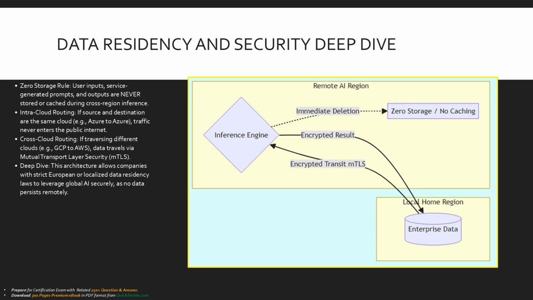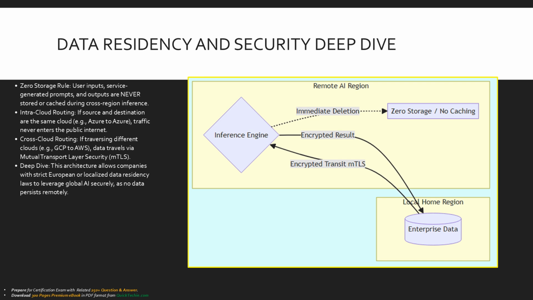Now we address the most critical topic for your Chief Information Security Officer: data residency and security. When data leaves its home region, does it violate compliance? Snowflake architected cross-region inference with a strict zero storage rule. This means your user inputs, service-generated prompts, and the model outputs are never stored or cached in the remote region during cross-region inference. The data exists in memory just long enough to compute the answer, and then it is instantly destroyed.